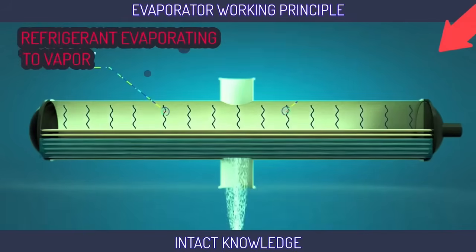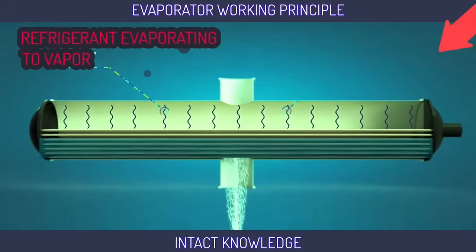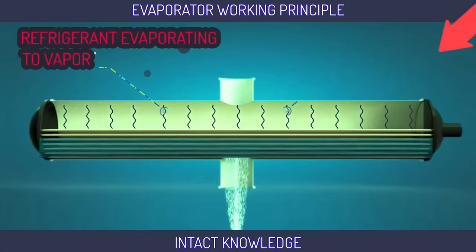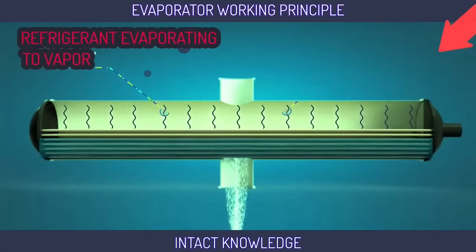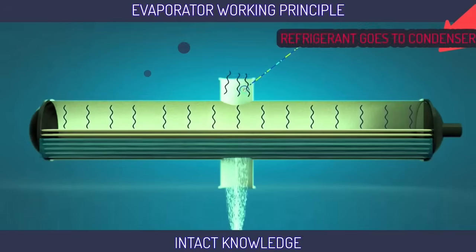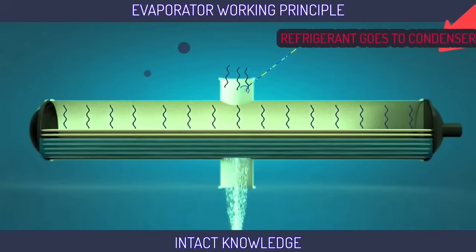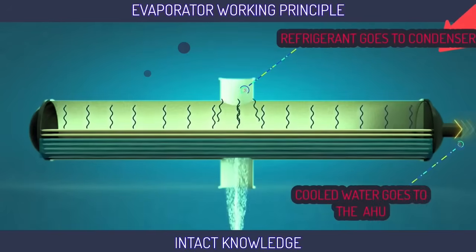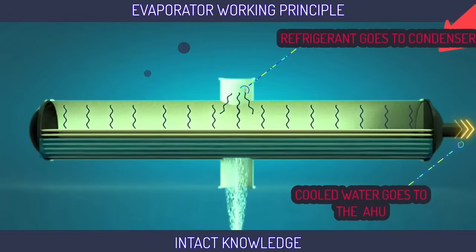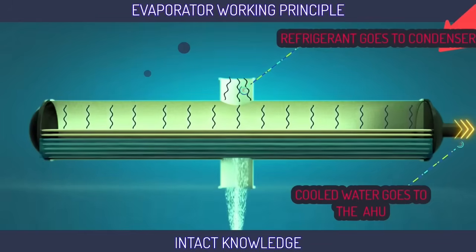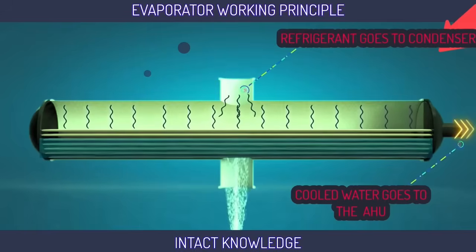Refrigerant's boiling point is very low, and as its temperature increases, it evaporates and turns into vapor. Then, from there, it goes to the condenser with the help of the compressor. The cooled water from there goes to the AHU. This is the working principle of the chiller evaporator. I hope you understand this video.